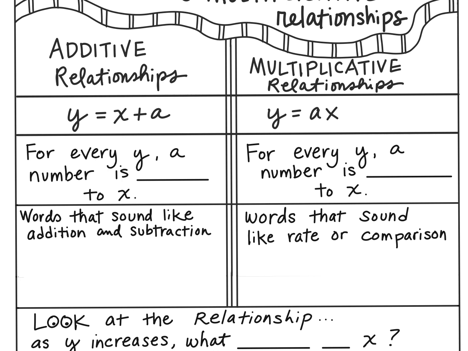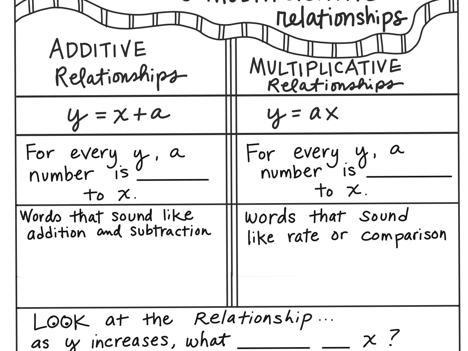Today we're talking about multiplicative and additive relationships. When we were looking at our ratio tables last week, they always increase in patterns. But identifying those patterns is either going to be an additive or multiplicative relationship. So sometimes we're adding, sometimes we're multiplying in order to get the next number.